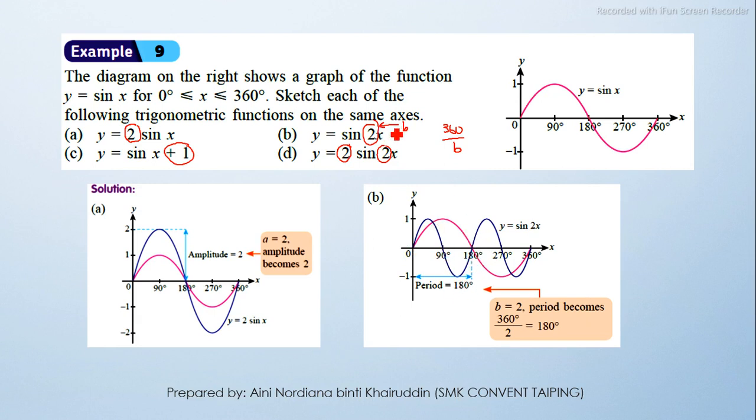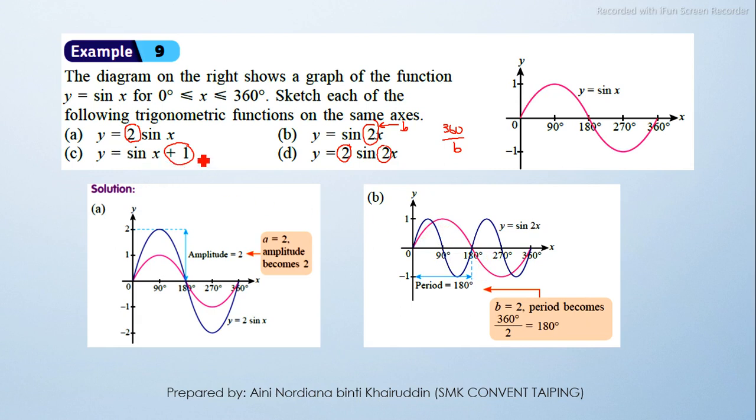So when we add B here, the value of B in the function, the graph will compress horizontally. So now the one complete circle is at 180 degrees.